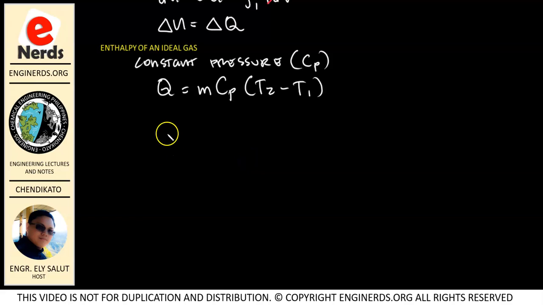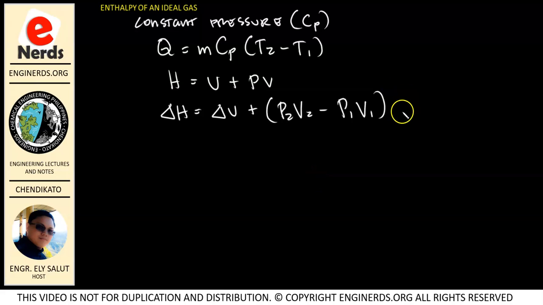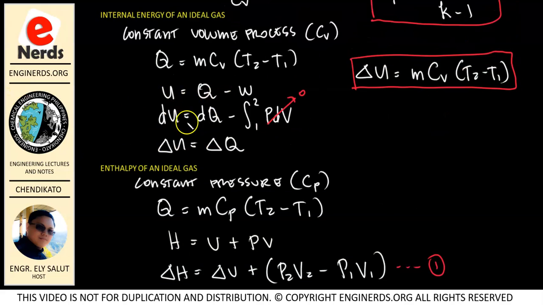Now, by definition, our enthalpy H is equal to U plus PV, which we showed earlier. Differentiating this, we have delta H is equal to delta U plus the changes in pressure and volume, P2V2 minus P1V1. Let's say this is our equation number 1. Now let us go back to our first law of thermodynamics. We did this earlier, so let me just write again this point.